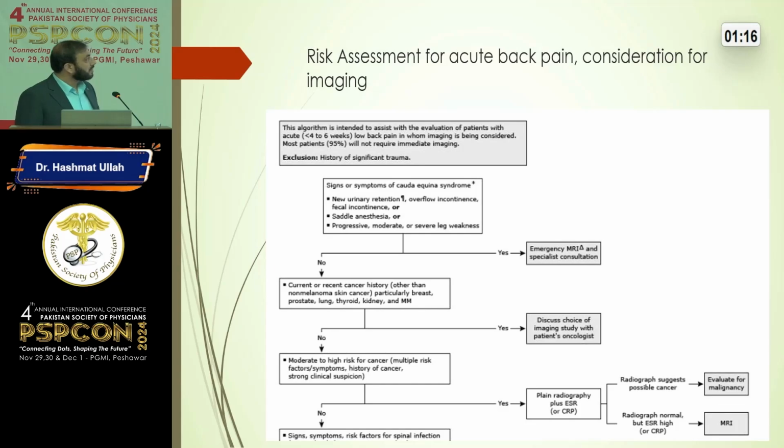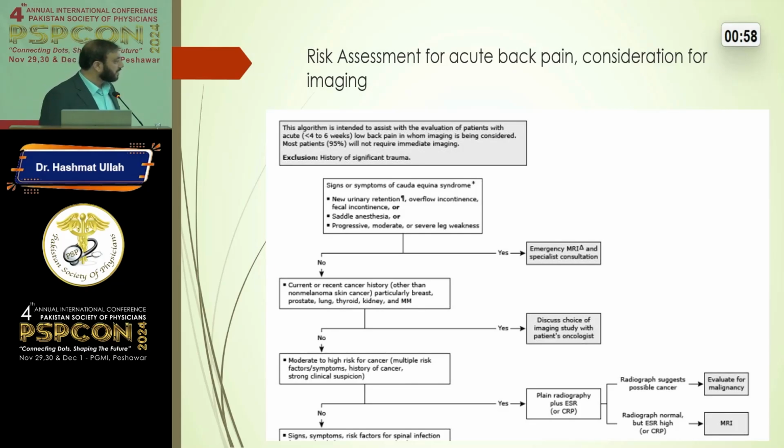So this is an algorithmic presentation of acute back pain assessment. Any patient who has retention of urine or overflow incontinence, this is a neurosurgical emergency. That's the case where a cauda equina is found, so we have already discussed, do an MRI. If the risk of cancer is there, go for imaging.